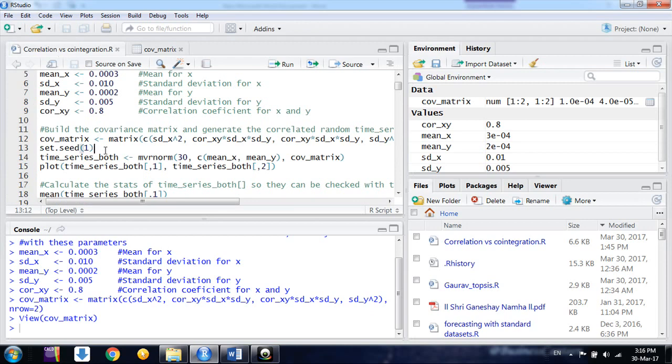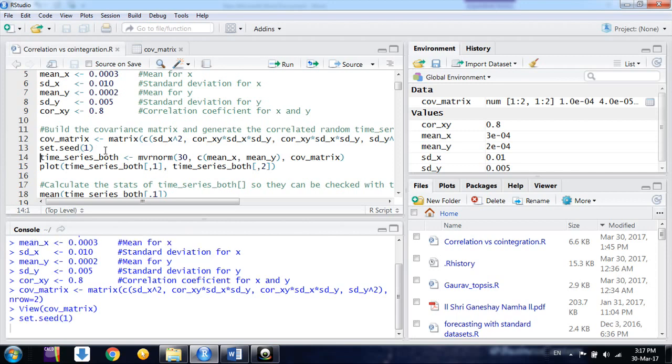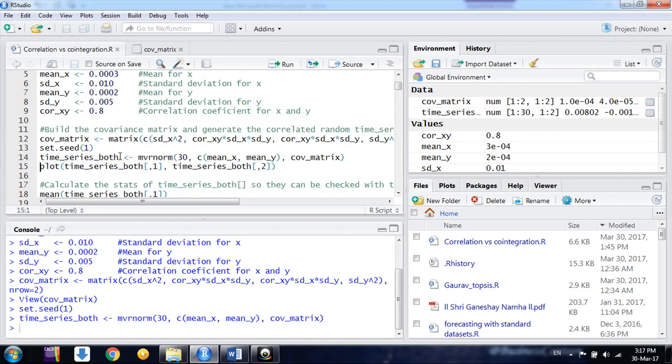Then I'm using this command set.seed. You can put any arbitrary number here so you can replicate the results I am showing in this video. Then I'm generating a data frame that includes both the series, generated by using mvrnorm. This is a multivariate random normal distribution of 30 observations which has a certain mean for X and mean for Y, with the covariance matrix we generated earlier.